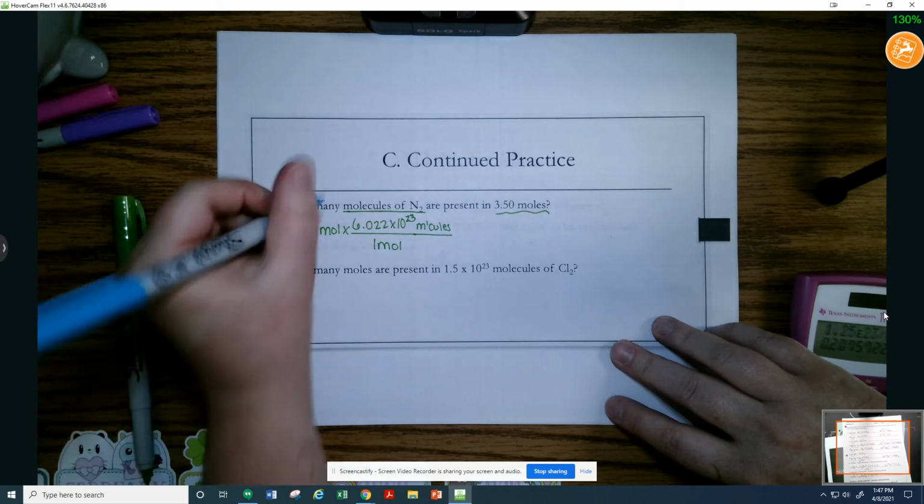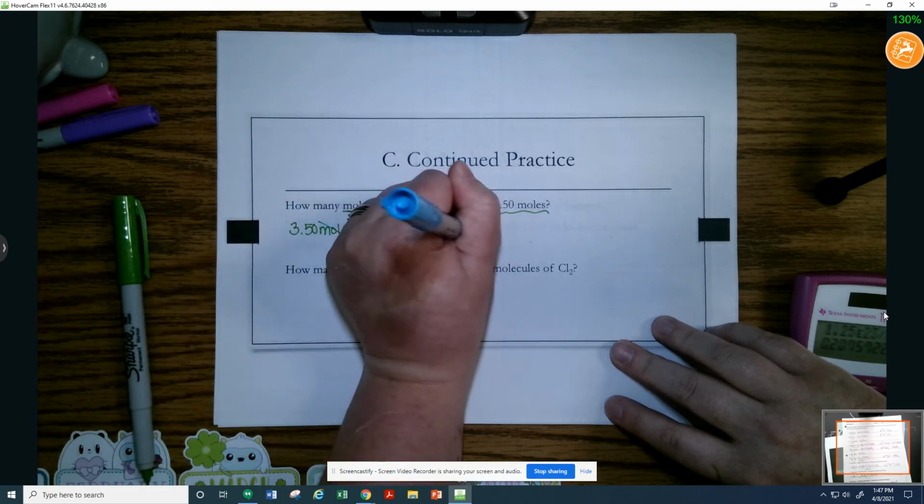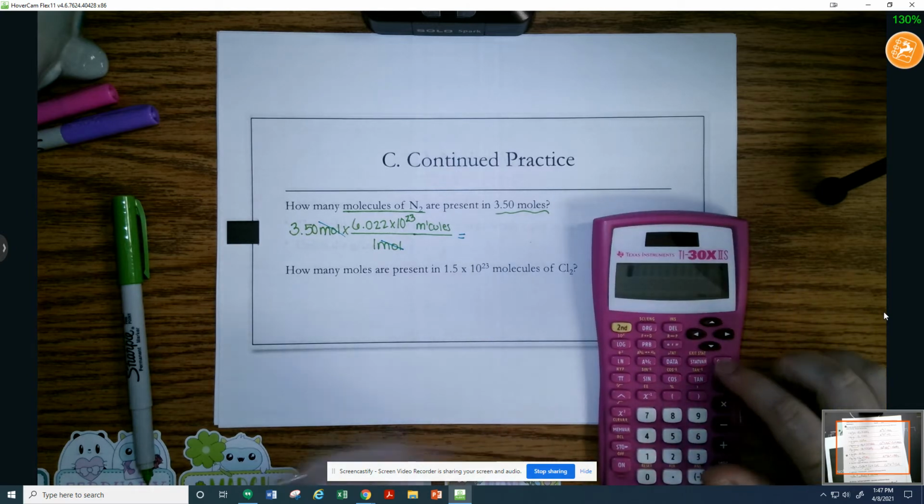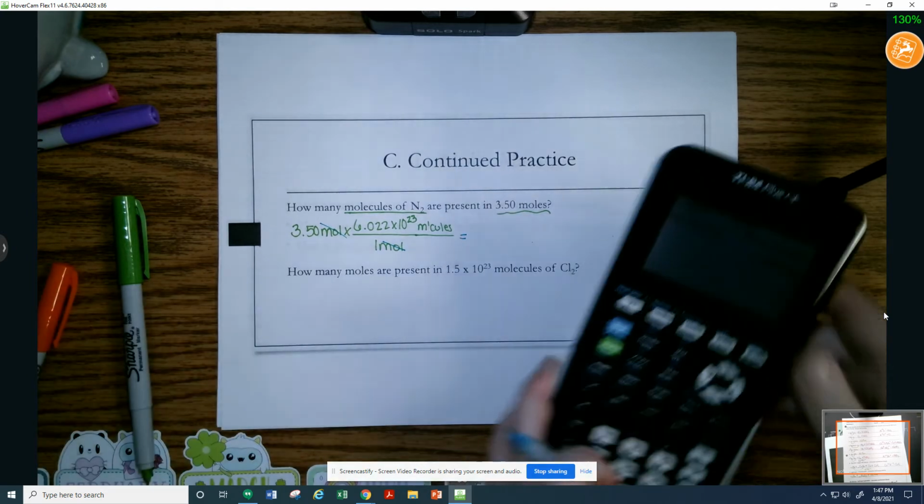Like before, moles are going to line up to cancel. So what this is telling me is because both are in the numerator, we are multiplying to solve. And we get the calculator on my way.